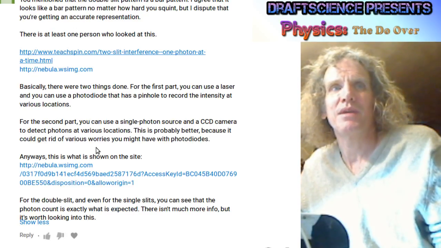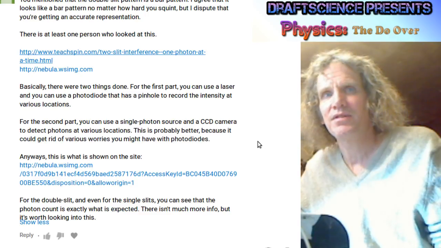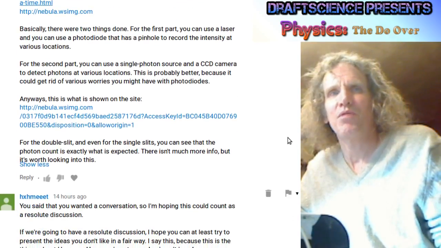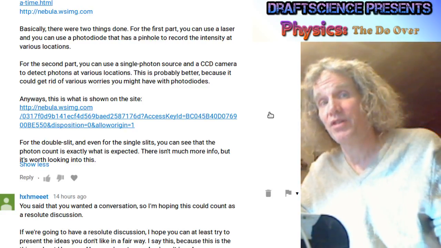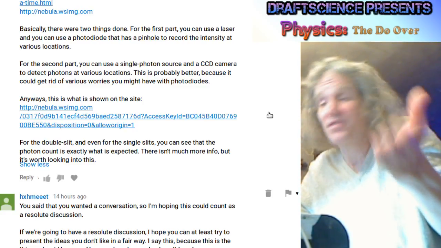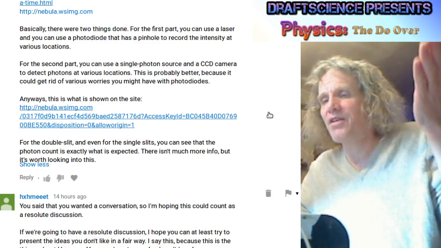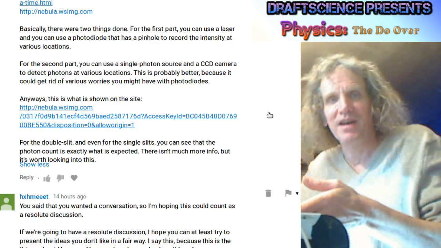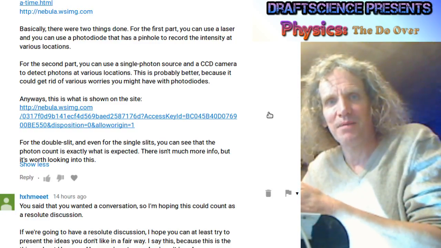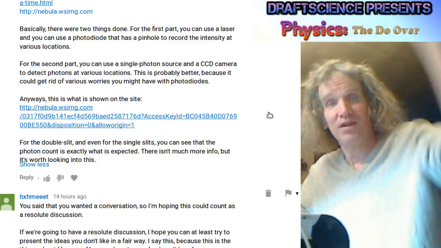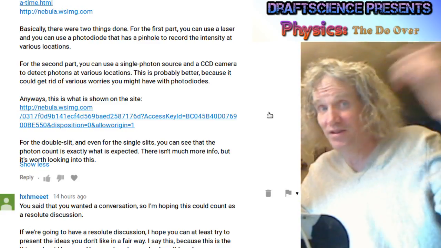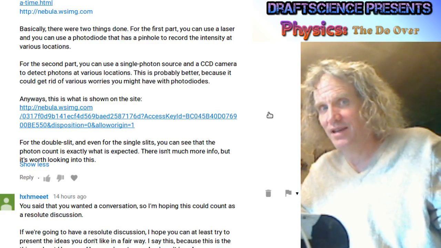This is probably better because it could get rid of various worries you might have with photodiodes. My only worry with photodiodes is they're huge, and so that's not going to do you any good. And the smaller you try to look, you're using the very thing that creates the phenomenon to try to measure the phenomenon. So it's like when they use the pinhole to create the light that goes to the two-slit experiment. There is a certain logical disconnect, isn't there?